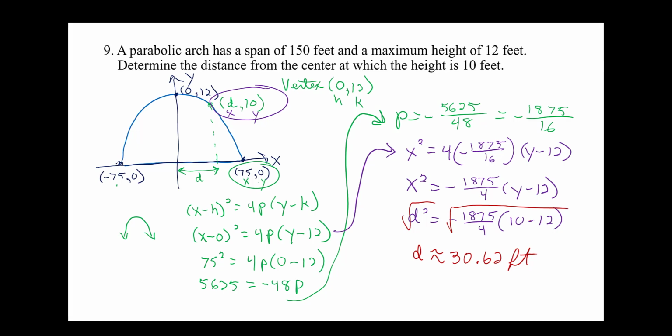Okay, so the distance from the center at which the height is 10 feet would be approximately 30.62 feet, which makes somewhat sense looking at our picture. And it's always a good idea to go back and take a look at your picture.